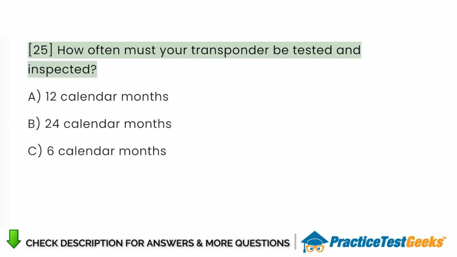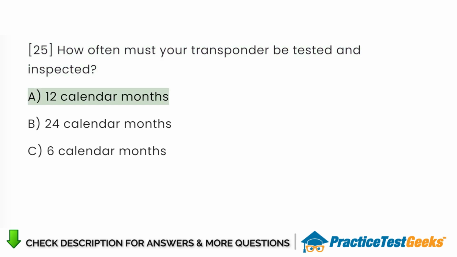How often must your transponder be tested and inspected? A. 12 calendar months. B. 24 calendar months. C. 6 calendar months.